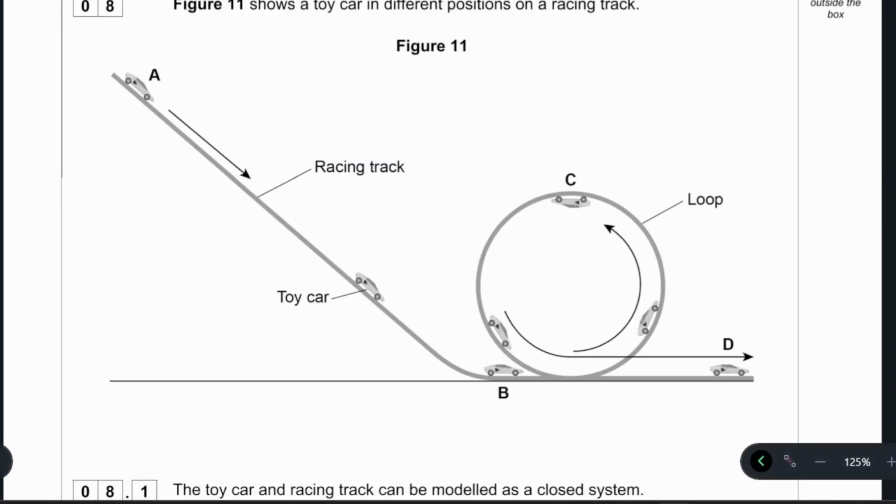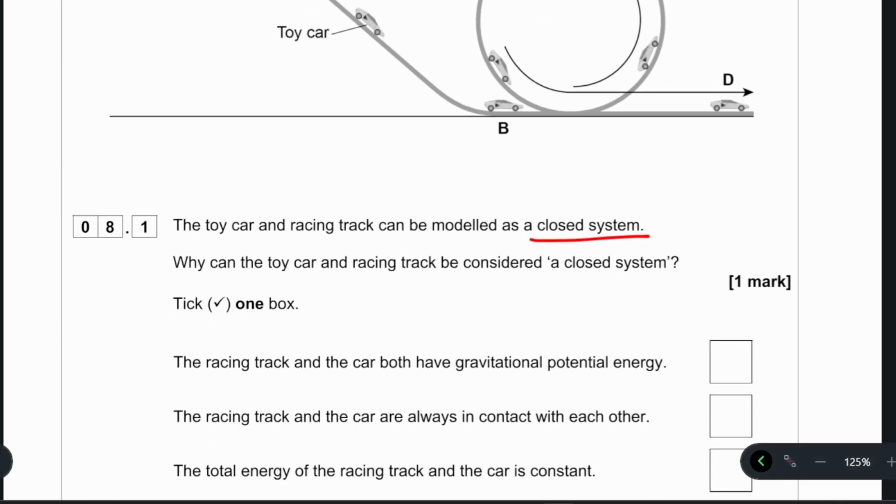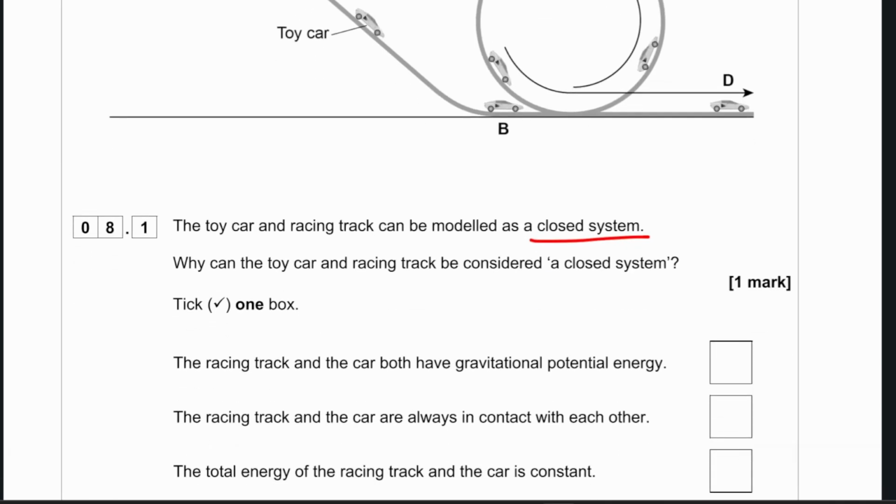Okay, next question, question 8. Figure 11 shows a toy car in different positions on a racing track. The toy car and the racing track can be modeled as a closed system. Why can the toy car and the racing track be considered a closed system?